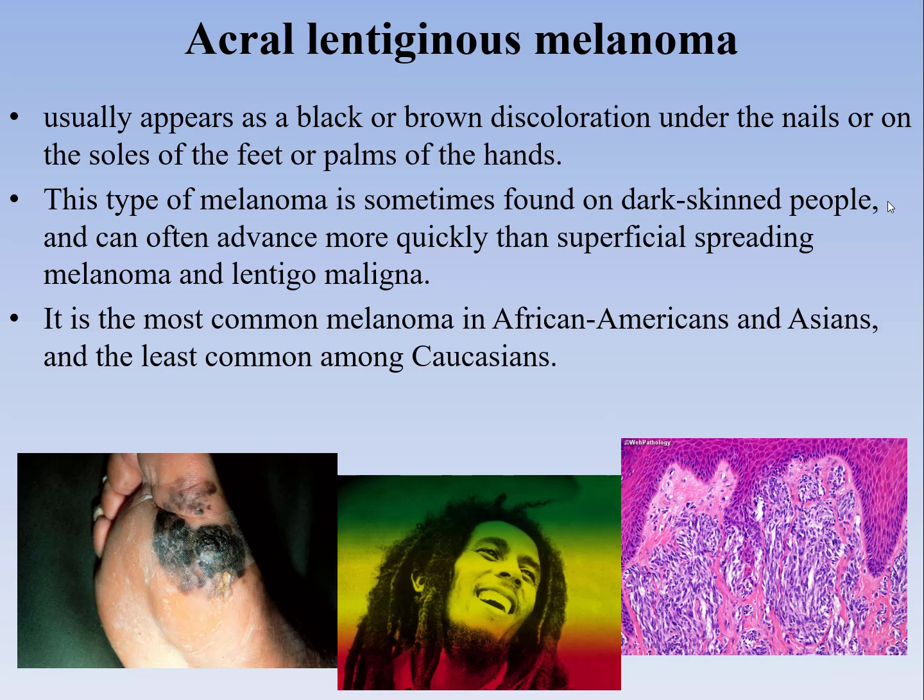Acral lentiginous melanoma usually appears as a black or brown discoloration under the nails or on the soles of the feet and or palm of the hand. This type of melanoma is sometimes found in dark-skinned people and can often advance more quickly than superficial spreading melanoma and Lentigo maligna. It is the most common melanoma of African Americans and Asians, and the least common among Caucasians.